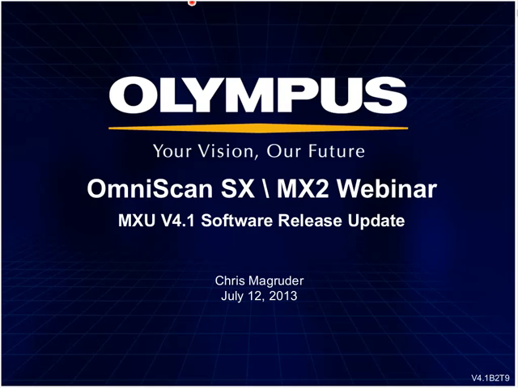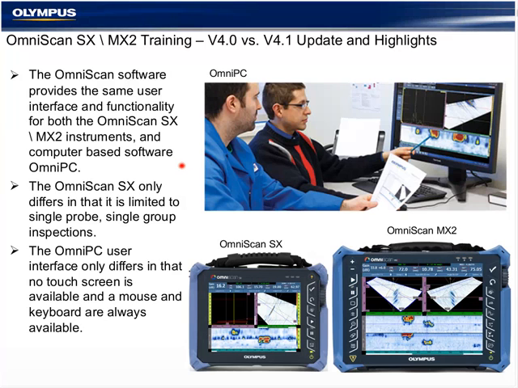the SX. The SX is a slightly smaller, lighter, single probe, single group instrument that just made phased array accessible to a whole other level of applications and inspectors that would normally be using conventional UT. So the software version that we're going to be looking at today is the same in all three environments.